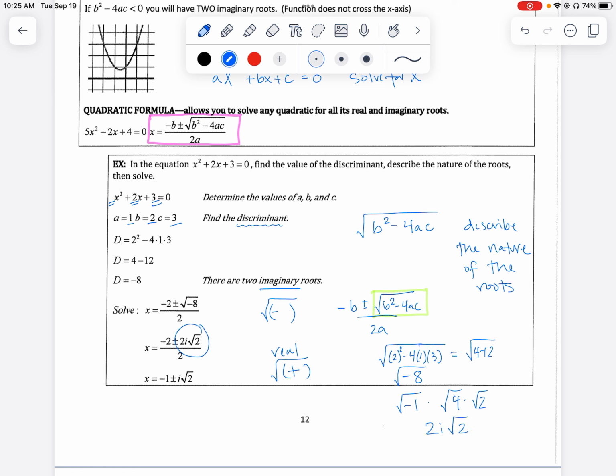What that means is that I have 2 imaginary roots. We will talk a lot more about this, but this is just a review of what you may have talked about in your Algebra 2 class.